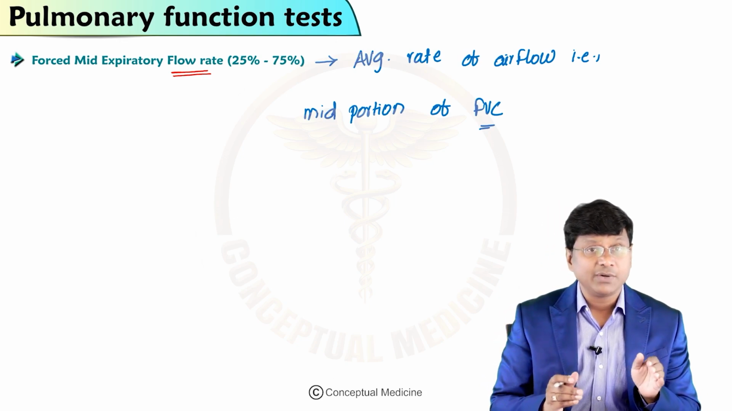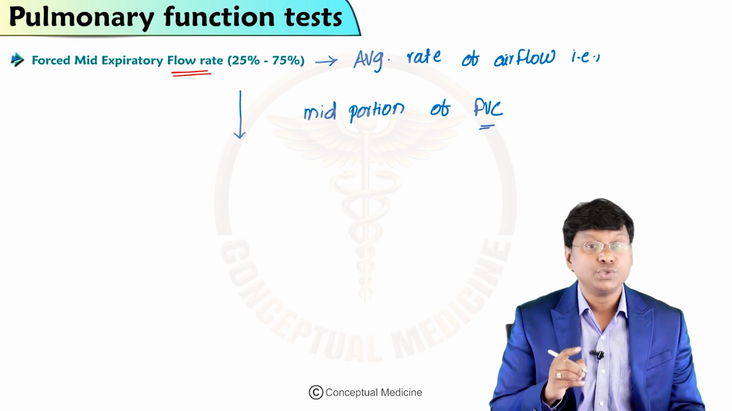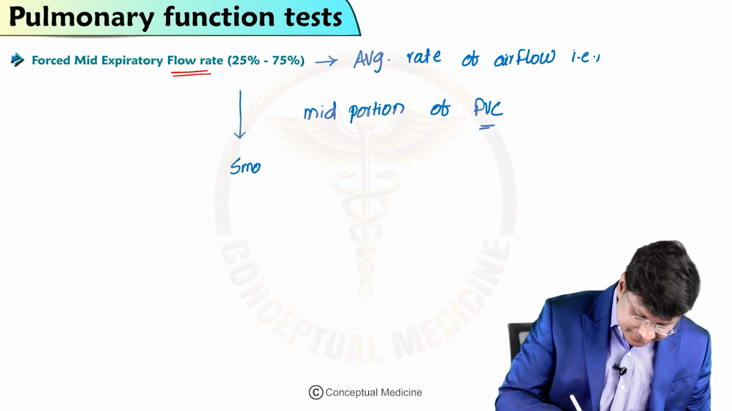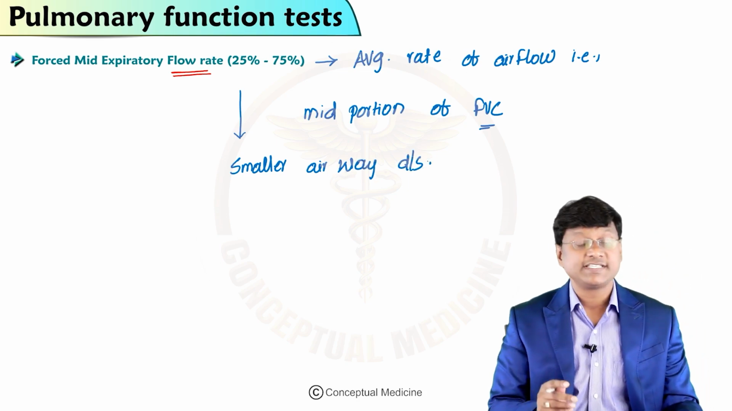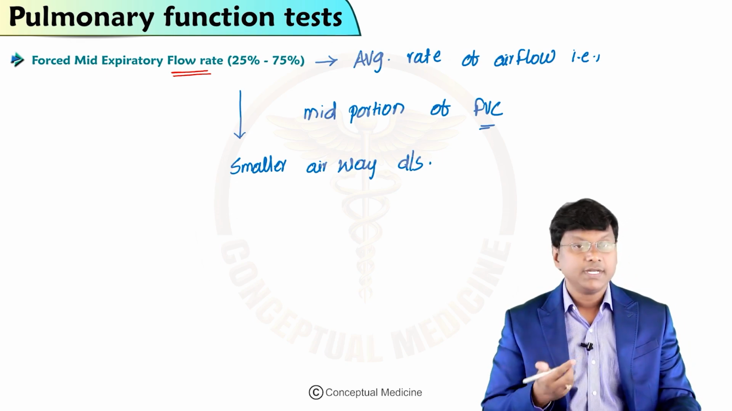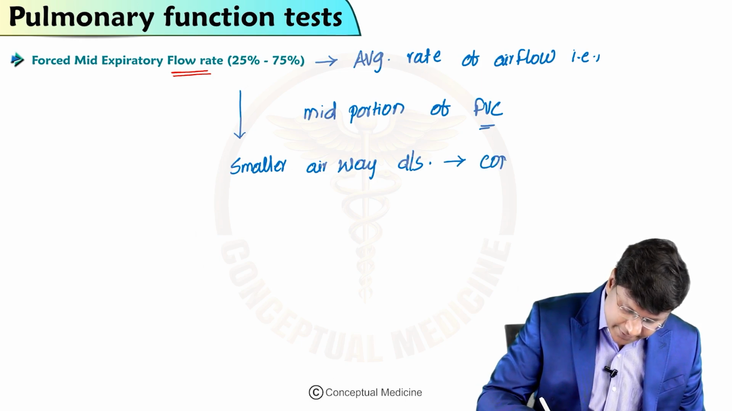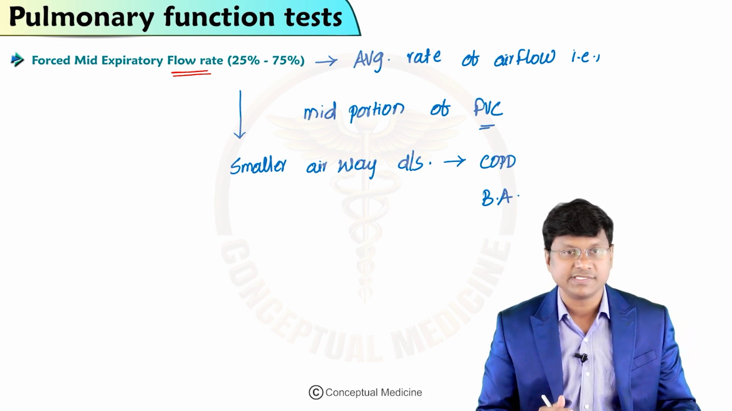Okay, and what is it useful for? This is mainly done to assess for smaller airway diseases. So this is more specific for smaller airway diseases. Now, what are the examples of smaller airway diseases? Like COPD, bronchial asthma, hypersensitivity pneumonitis. These are all the smaller airway diseases.